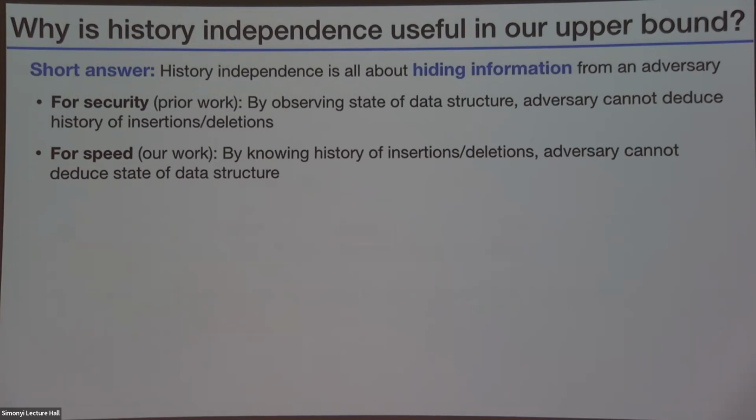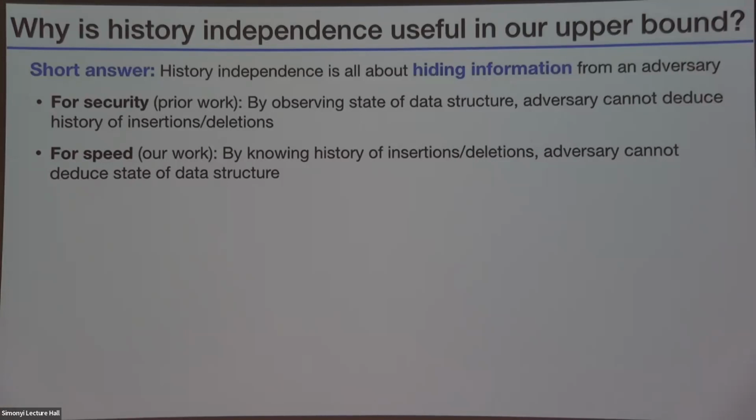The short answer is that history independence is all about hiding information from an adversary. If we look at these two different ways history independence has been used, we can first look at the one from prior work. That one says that by observing the state of the data structure, the adversary can't know anything about what happened in the past. And this is the kind of security guarantee that we want.